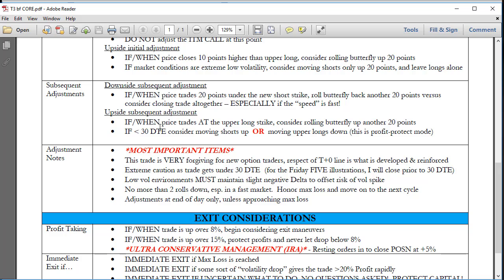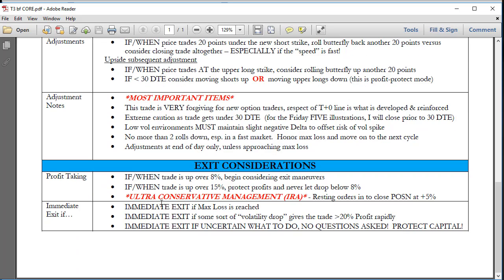All right, so those are the adjustment guidelines and rule sets, if you will. T+0 line is what we're reinforcing and developing, in addition to the T1 and the T2, T7 variations, the weekly trades. That's what we're always talking about, the T+0 line, all right? Low vol environments must keep a slightly negative delta to offset vol spike. No more than two rolls down, especially in a fast market, honor your max loss, and immediate exits if any of the three following occur, okay? Now, we can absolutely trade this in an IRA.